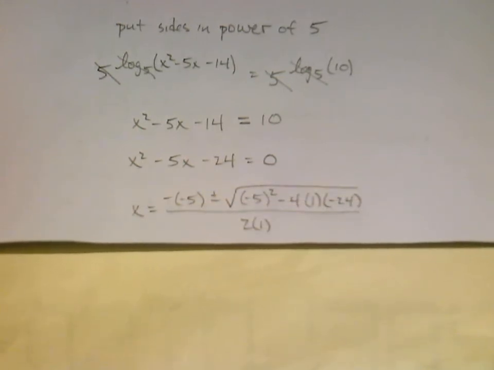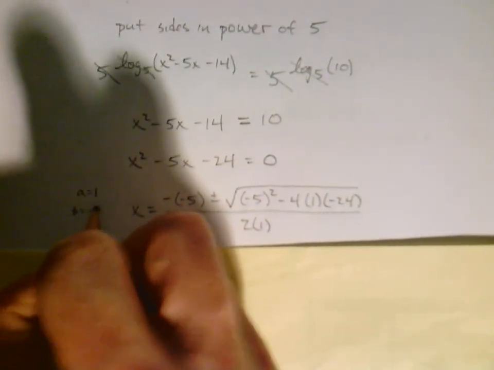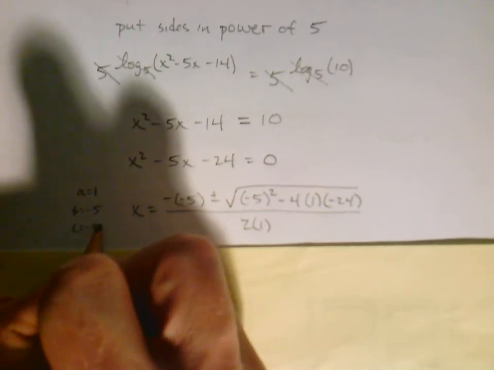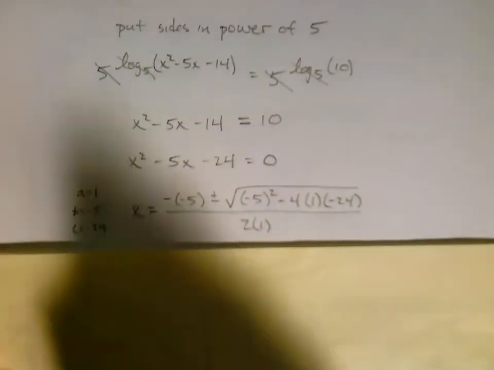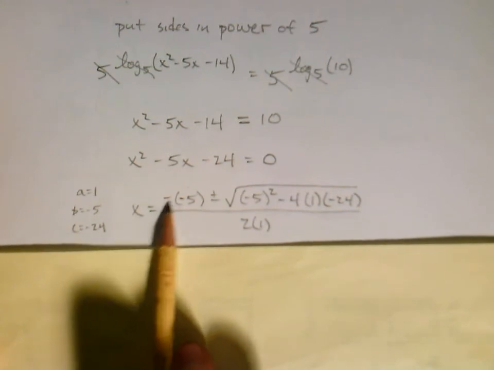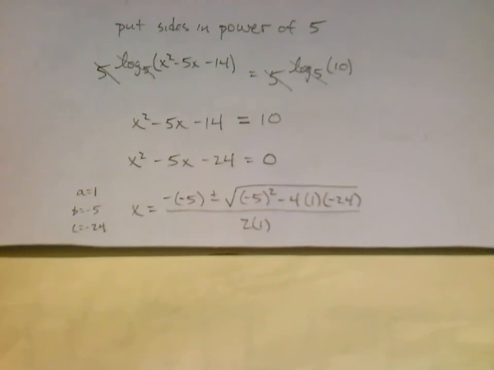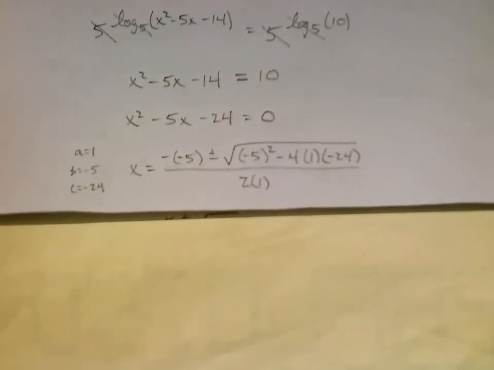So I'm going to do that. Like, yeah, this is a long problem, right? So my a equals 1, my b equals negative 5, my c equals negative 24. So we'll put those into the quadratic formula. Negative b plus or minus the square root of b squared minus 4ac all over 2a is all that.